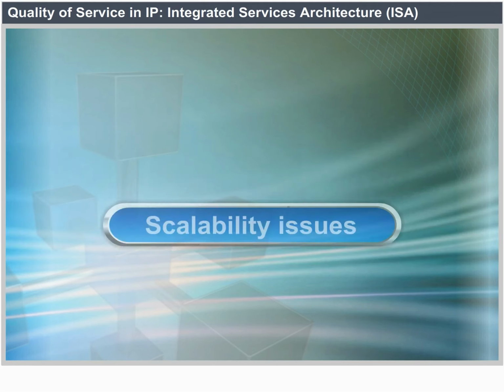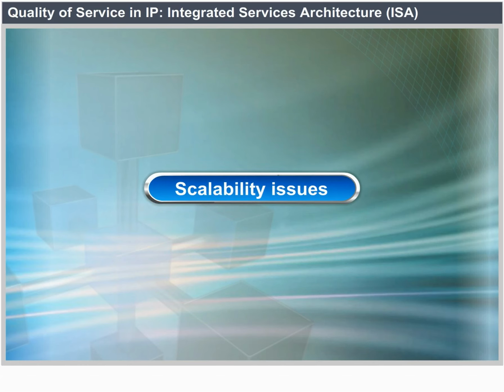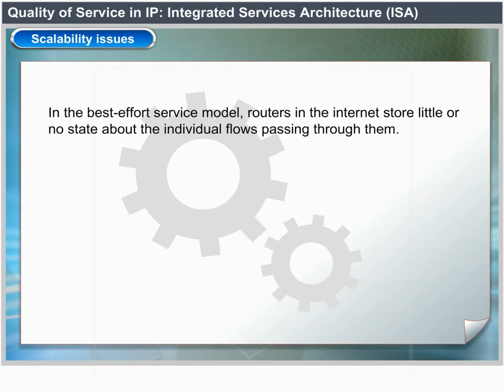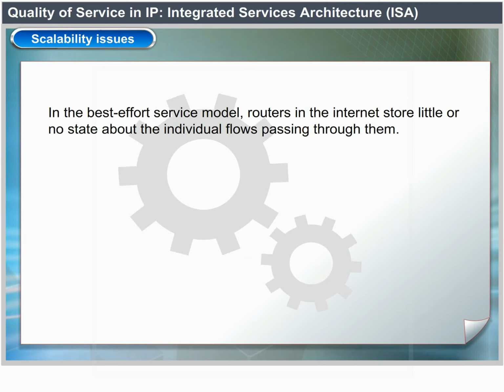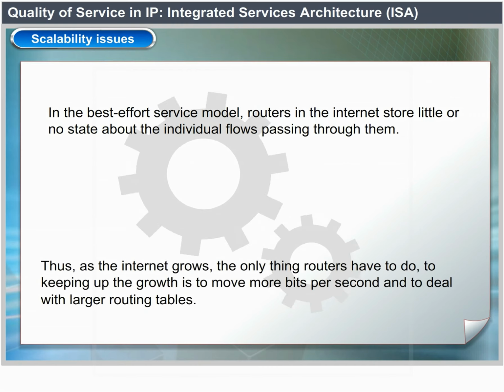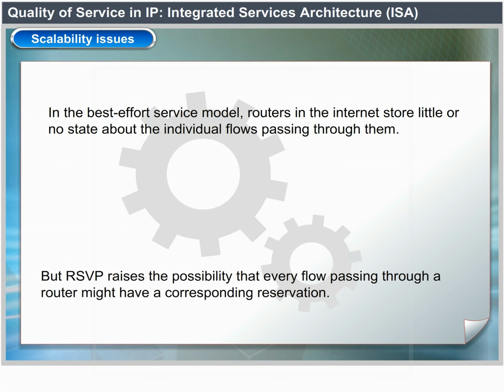In the best effort service model, routers in the internet store little or no state about the individual flows passing through them. Thus, as the internet grows, the only thing routers have to do to keep up with the growth is to move more bits per second and to deal with larger routing tables. But RSVP raises the possibility that every flow passing through a router might have a corresponding reservation.